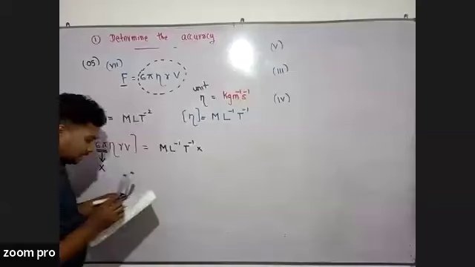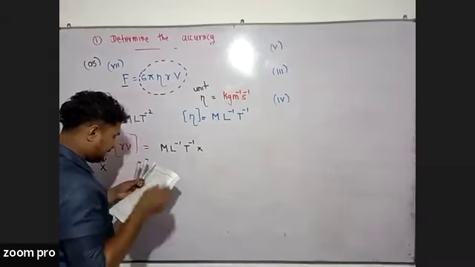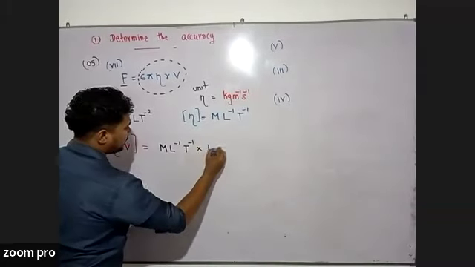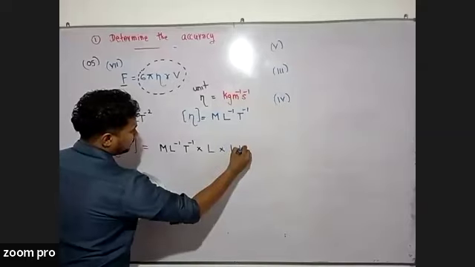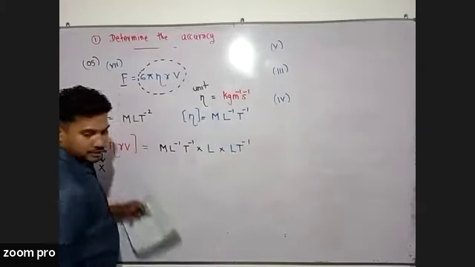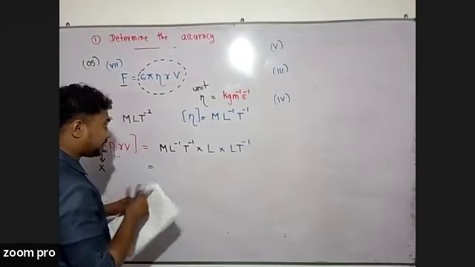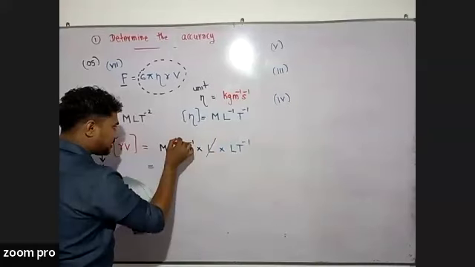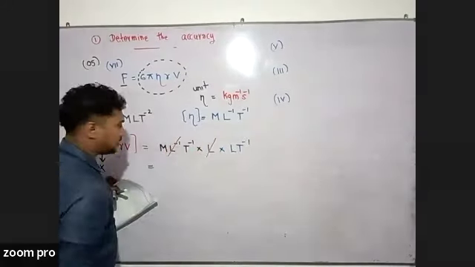Then r means, sorry, the radius. The dimensions of radius should be L. v means velocity. The dimensions of velocity should be equal to LT^-1. So let's substitute and simplify this expression. Then we can cancel these two because here it is minus 1 and here it is plus 1.